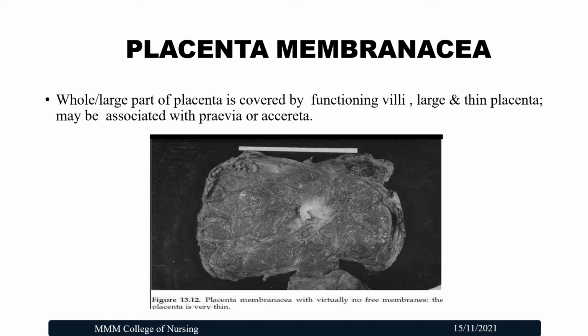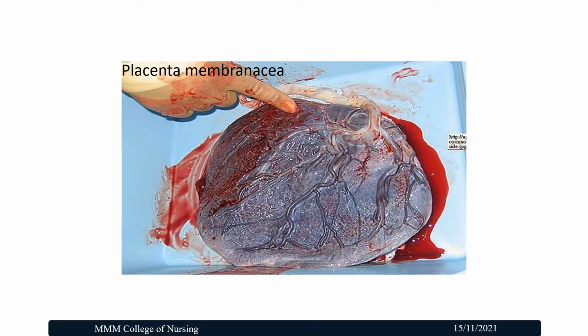The next one is placenta membranacea. In placenta membranacea, the placenta is unduly large or thin. Sometimes it is large or sometimes it is thin. The placenta develops not only from the chorion frondosum but also from the chorion laeve, so that the whole of the ovum is practically covered by the placenta. It may be associated with placenta previa or accreta. In this picture, you can also see the placenta membranacea.